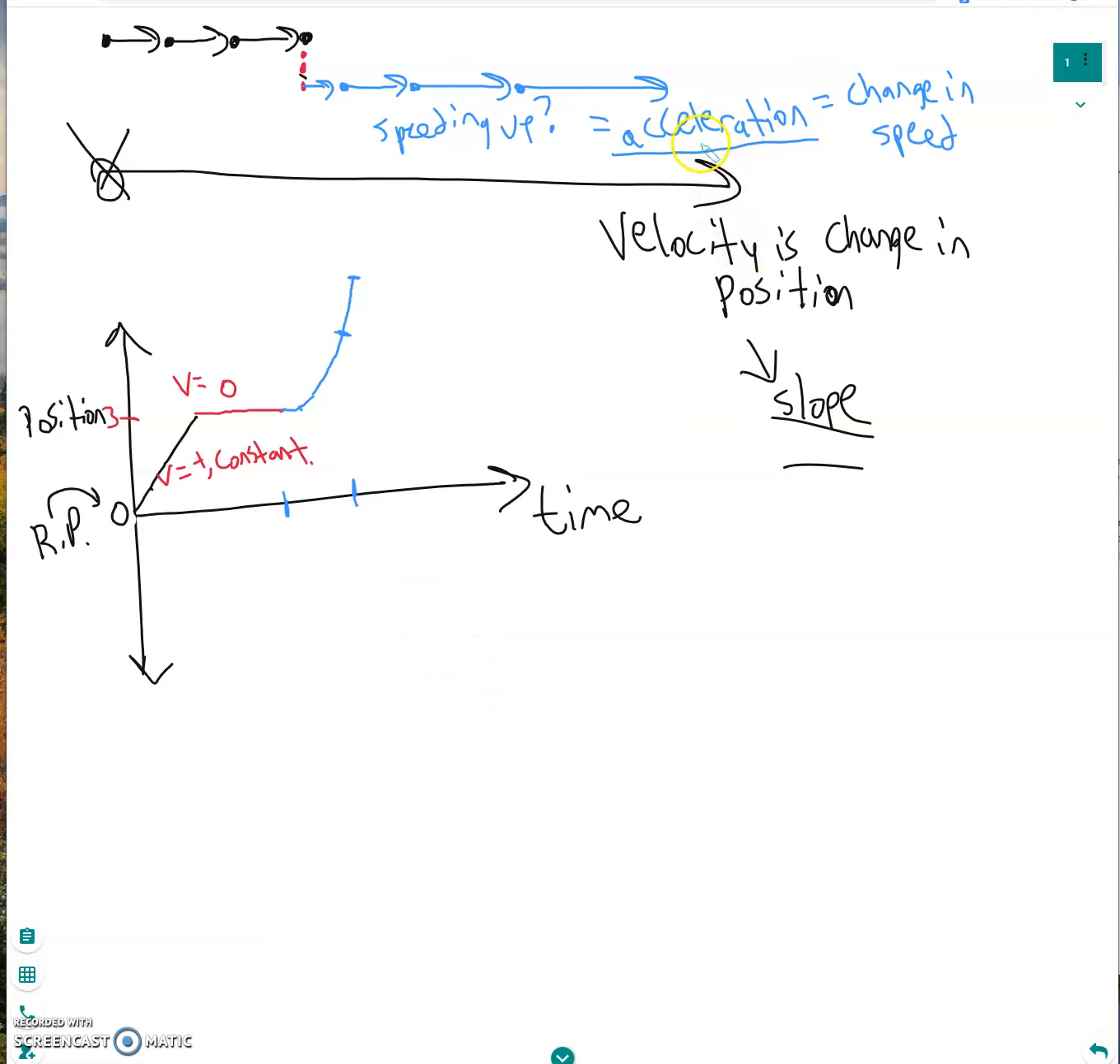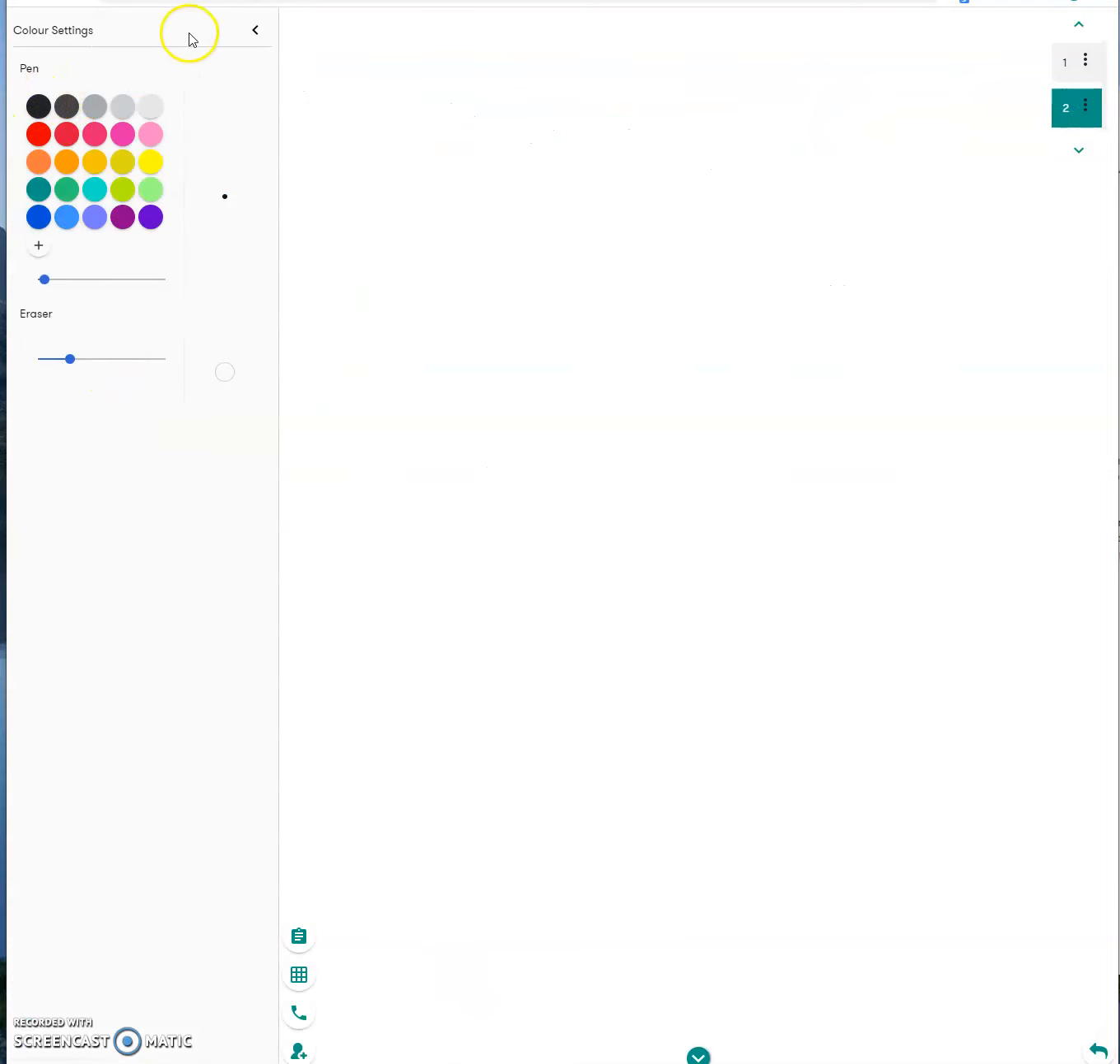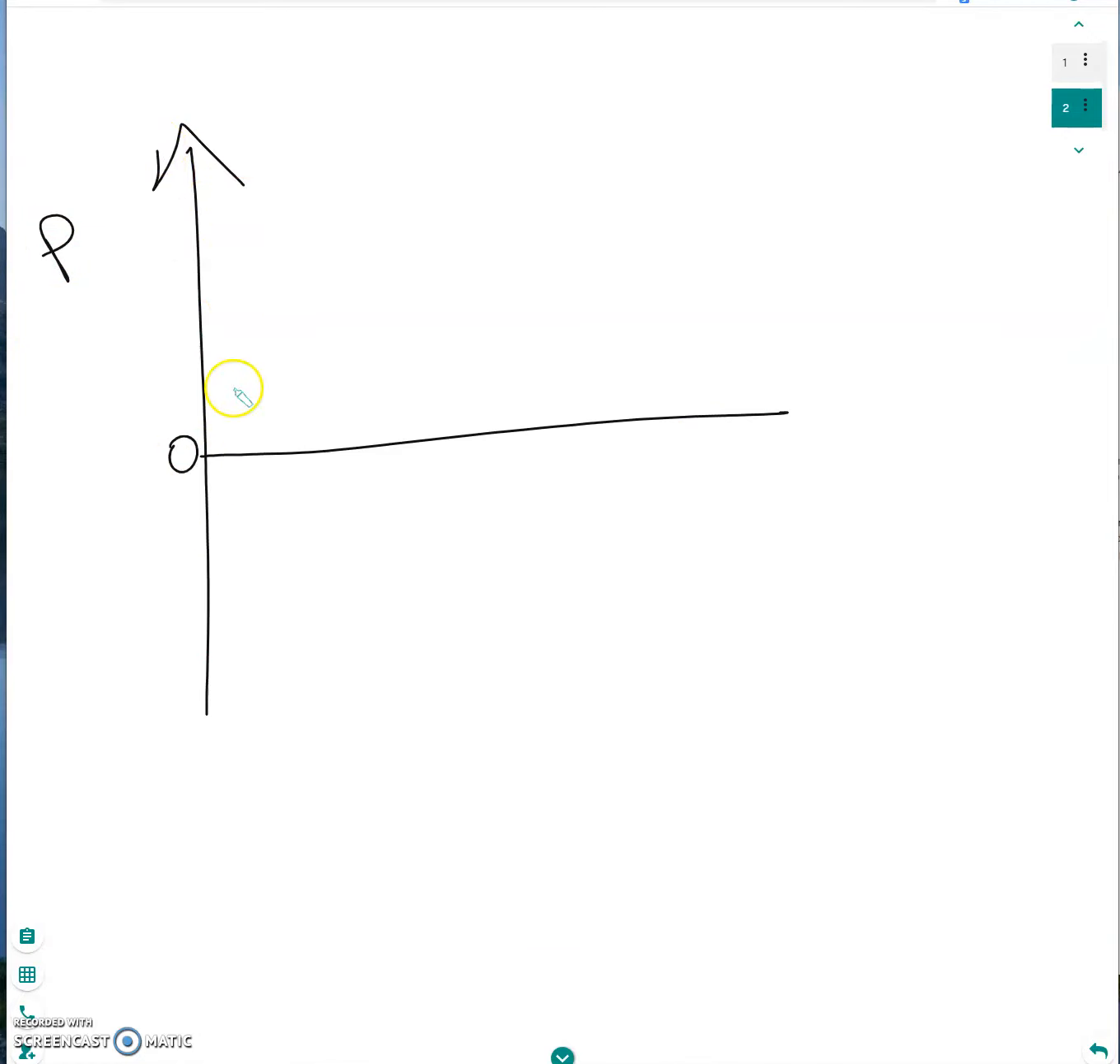Now, acceleration can be positive or negative. There's no such thing as deceleration. So let me open a new slide here and just kind of walk you through another example real quick, okay? All right, so let's put together our position time graph. And we know this direction is positive, and this direction is negative, and then on the y is time.